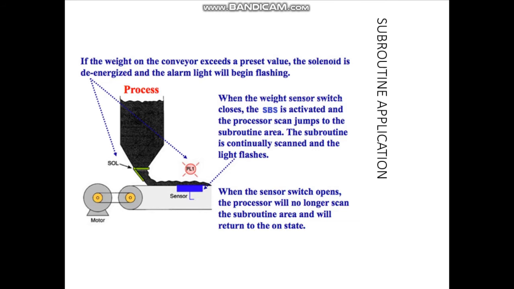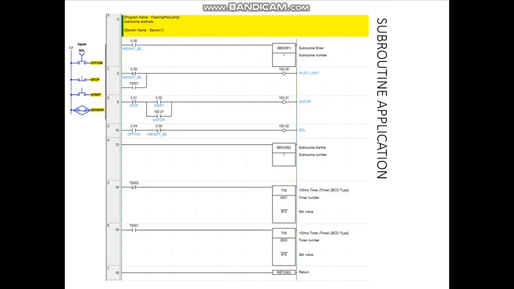And when the weight sensor switch closes, the SBS is activated and the processor can jump to the subroutine area. The subroutine is continually scanned and the light flashes. And we can see here that the subroutine is basically used to flash the lights. And then when the sensor switch opens, the processor will no longer scan the subroutine area and will return to the on state. So basically, if there is no material on the conveyor, then we will not have the light flashing. So the function of the subroutine is basically to just flash the light to ensure that the material is on the conveyor.